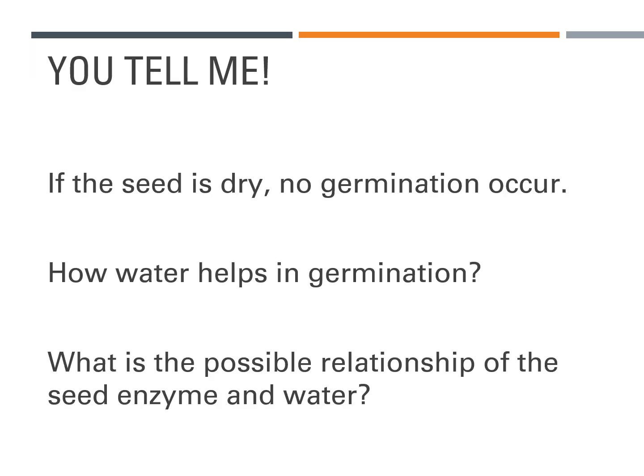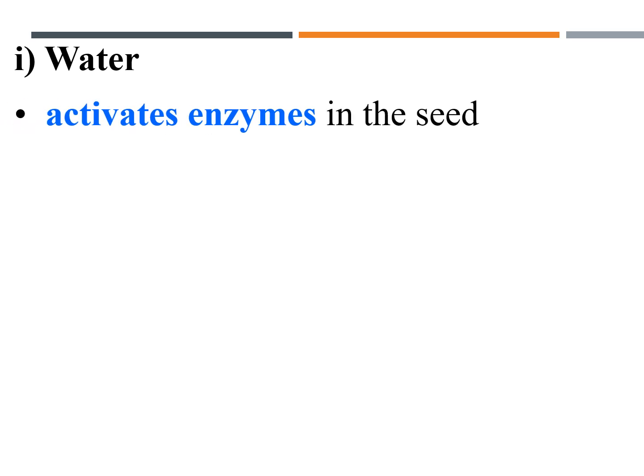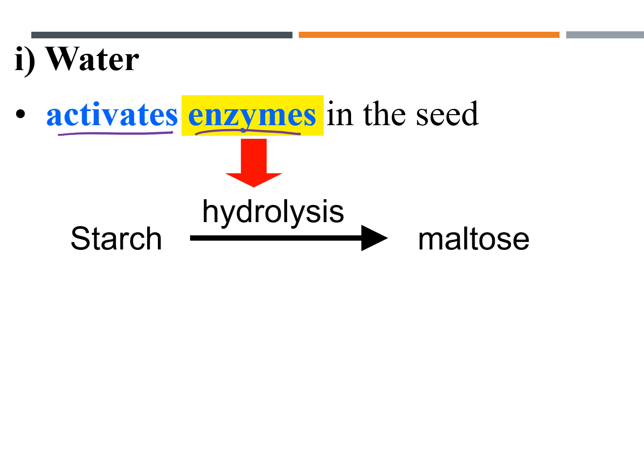Another brainstorming question: if the seed is dry, no germination occurs. How can water help in germination? What is the possible relationship of seed enzyme and water? Water helps to activate enzymes in the seed, which after activation can use water to do an action called hydrolysis, in Chinese 水解.